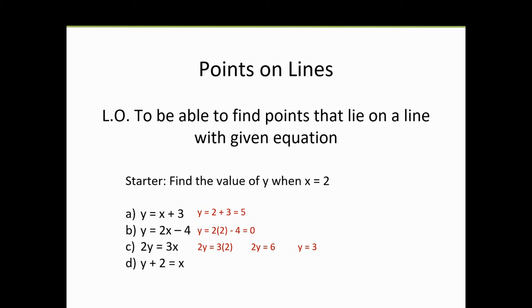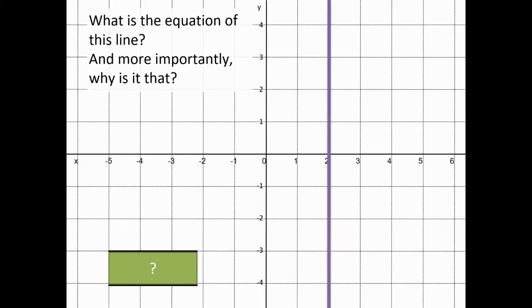D now, y plus 2 is equal to x. So to make it easier for me, I can make y the subject, okay? So if I subtract 2 from both sides, y is equal to x minus 2. Substitute the x, y is equal to 2 minus 2, so therefore y is equal to 0 when x is equal to 2 for that particular equation.